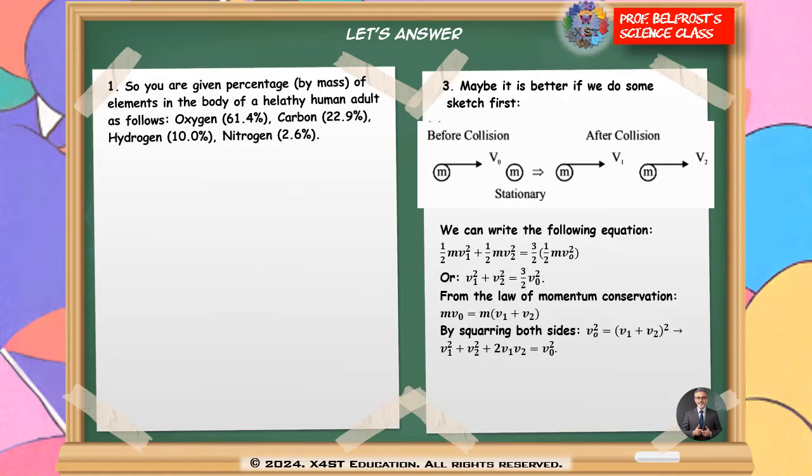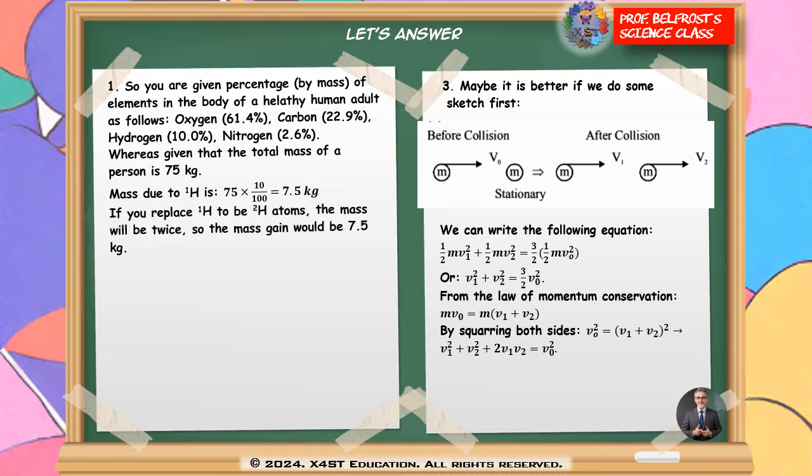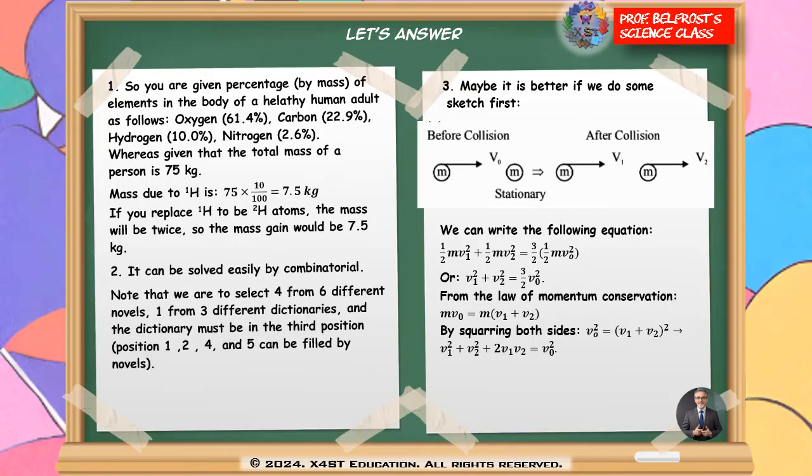So here is the first question's answer. You're given the percentage by mass of elements in the body of a healthy human adult as follows: oxygen is 61.4%, carbon is 22.9%, hydrogen is 10.0%, nitrogen is 2.6%, and the total mass of a person is 75 kilograms. This is actually the hydrogen-1, okay? That is 10% of the total mass, so that is 10% out of 75 kilograms, which is 7.5 kilograms.